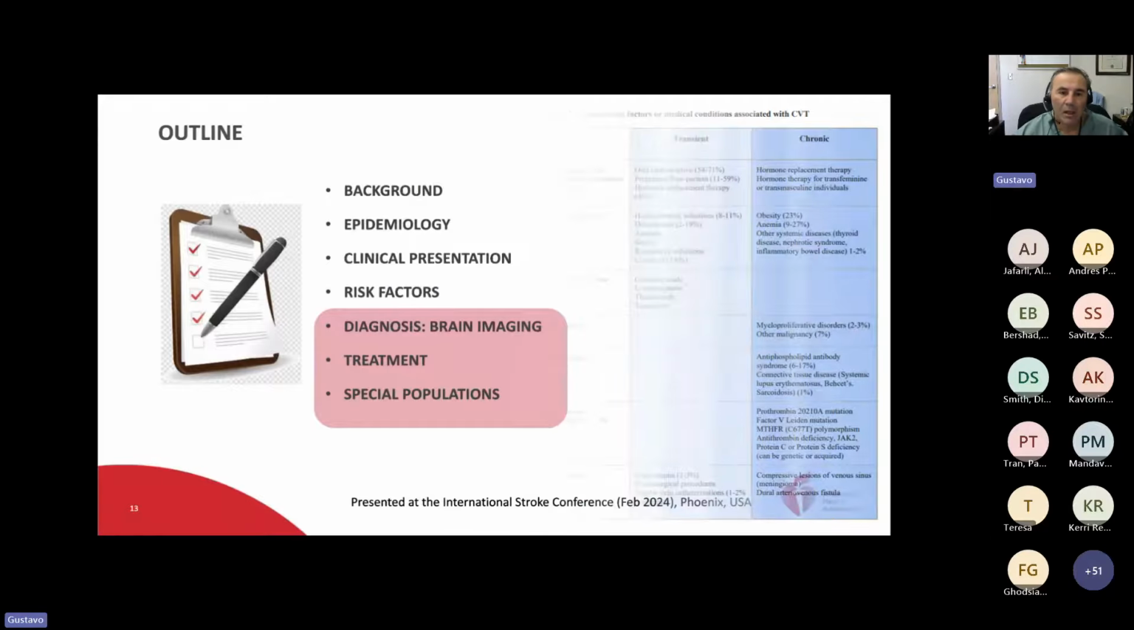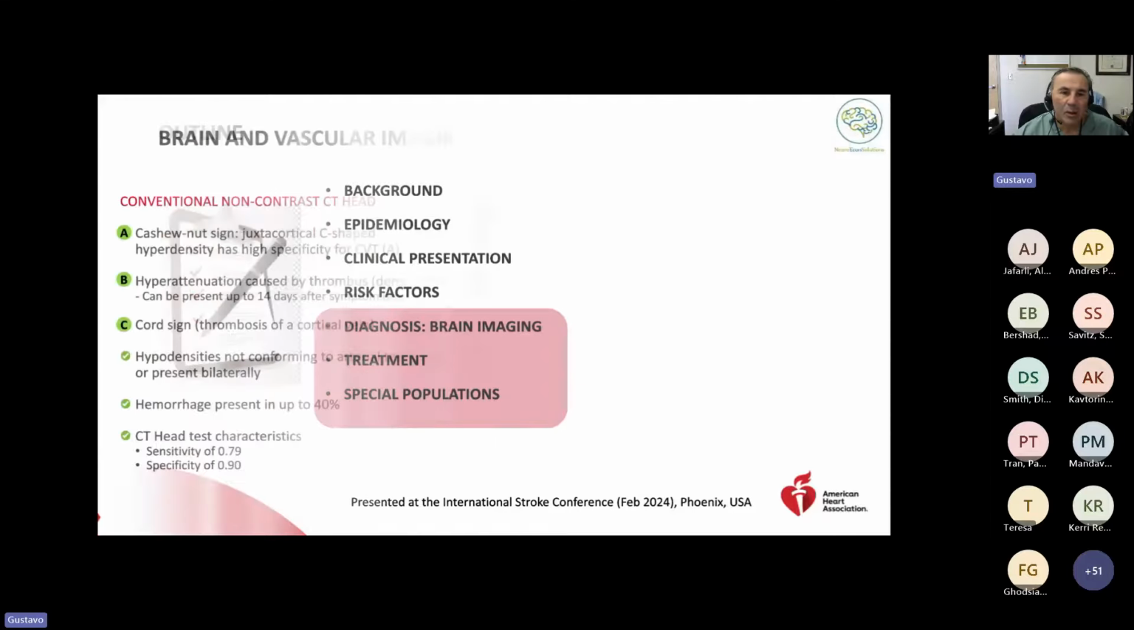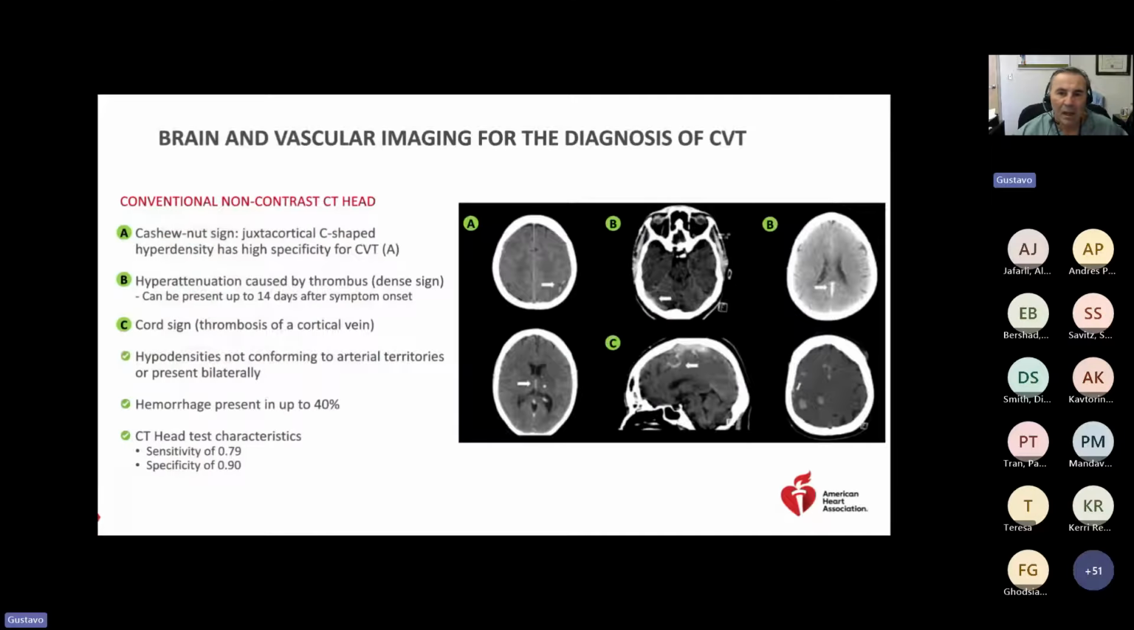Okay, good. So how about the diagnosis and management? In terms of diagnosis, vascular imaging is the most important key point. Starting from the end, an MRI and an MRV are probably the most sensitive tests to make a diagnosis of cerebral venous thrombosis, probably more sensitive than CT and CT venogram.